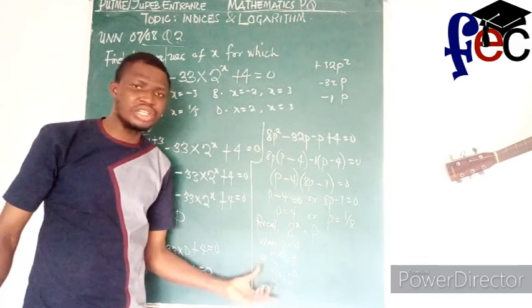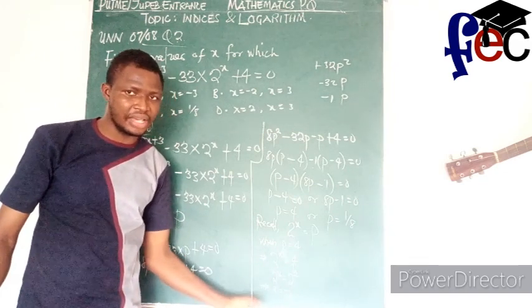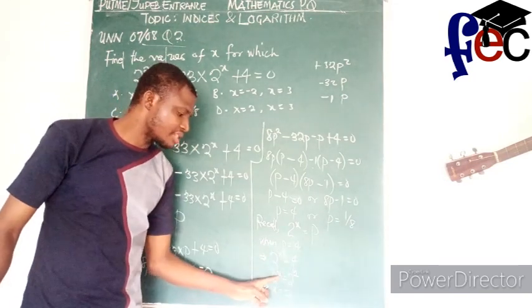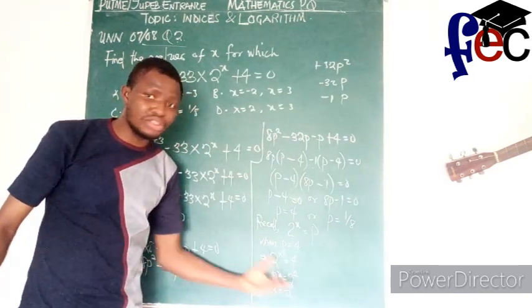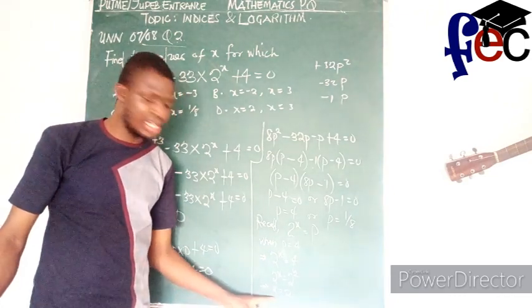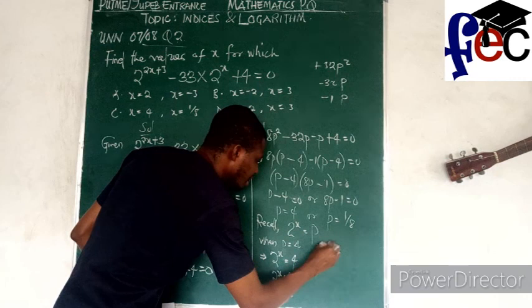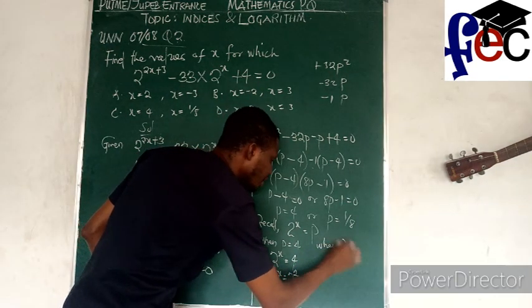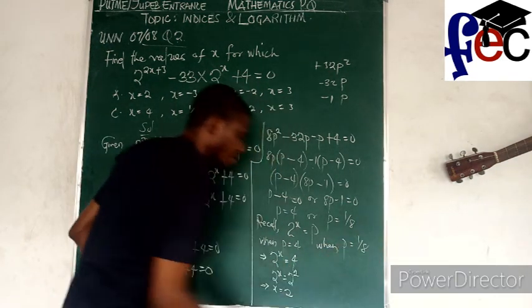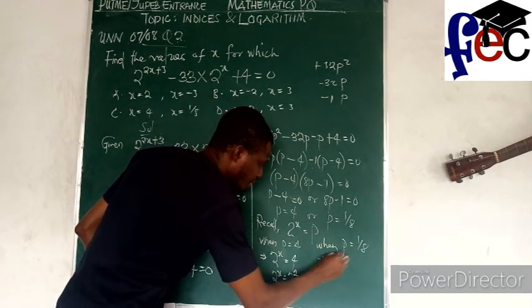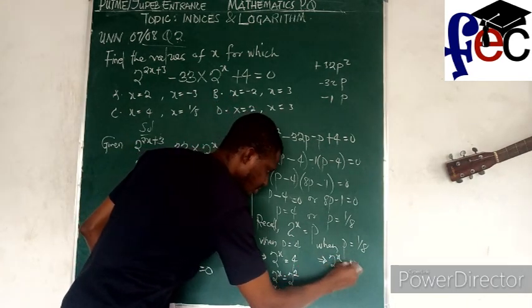So what we do is to apply the rule of indices here. The bases are the same, then we can infer that x, which is the power, the 2 powers will be the same. So that's how we got this. Now, on the other hand, when p is equal to 1 over 8, what can we also infer from here? 2 raised to power x will become what? 1 over 8.